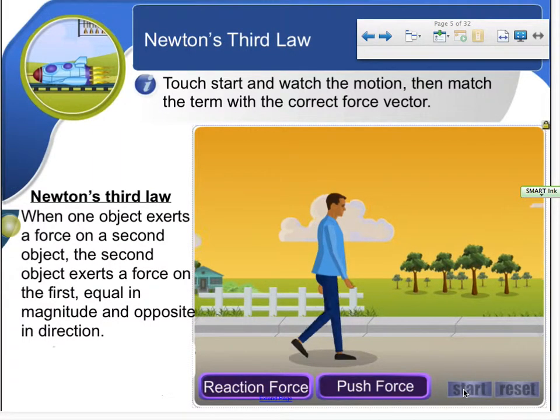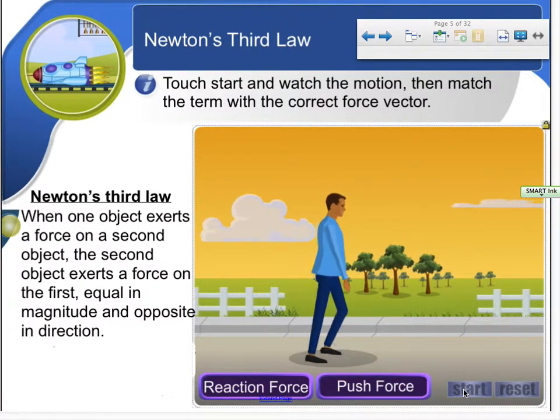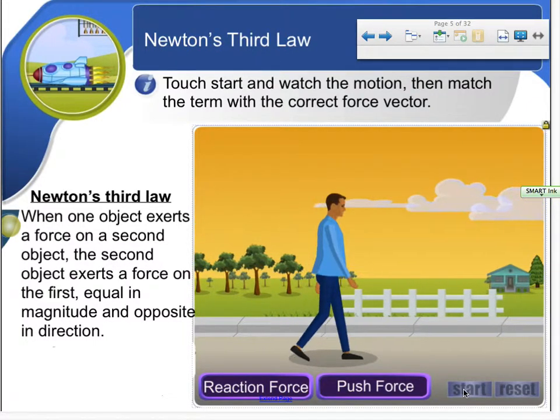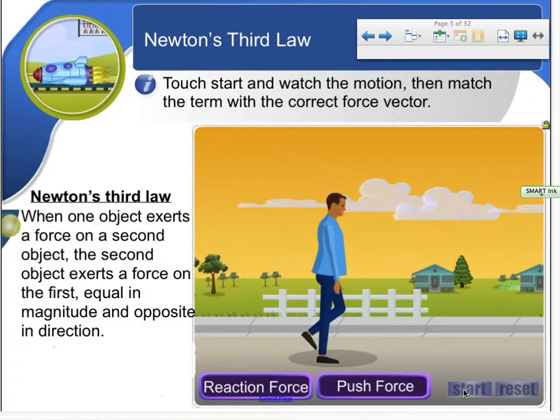As the gentleman is walking, what is happening? It pushes force. His foot is doing what? Pushing the ground. Which way, forward or backward? Backward. So that's force.